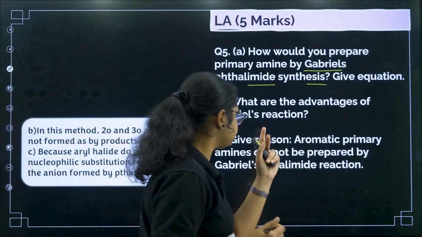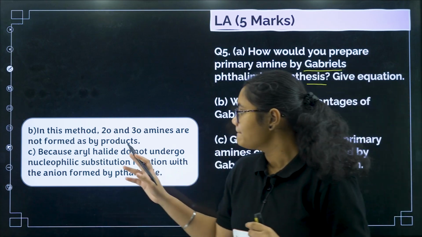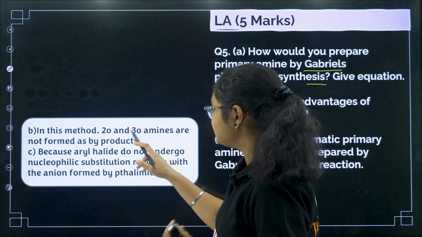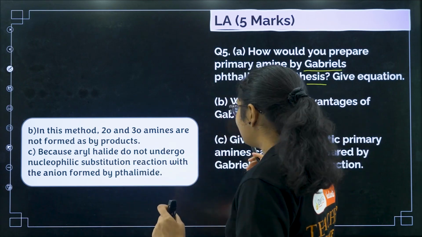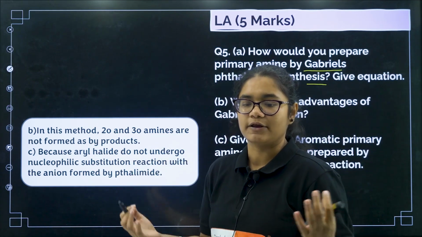You can see here question B. In this method secondary amines are not formed as byproducts. And why it is not possible to synthesize aromatic amines?